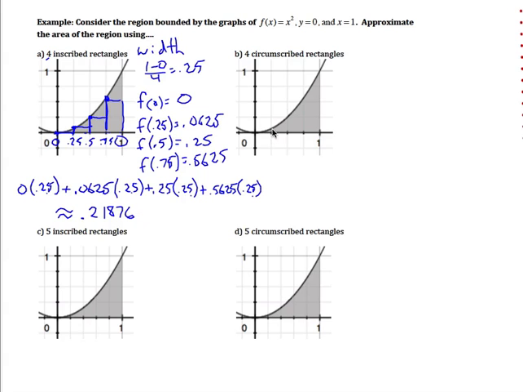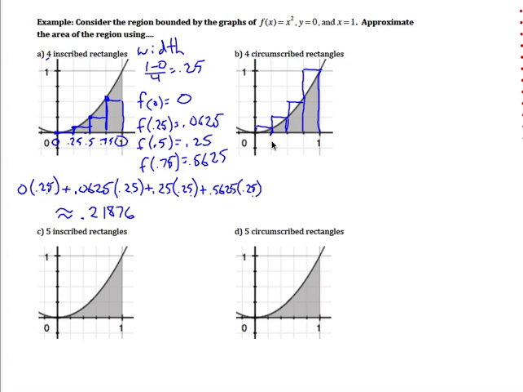Now another method that's going to help us to do this is using circumscribed rectangles. So circumscribed is going to be on the outside. So now we're still going to use 4 partitions like we did before, except now we're going to draw the rectangles that are going to be on the outside of the curve. So we actually get this as a rectangle above here, and right here.